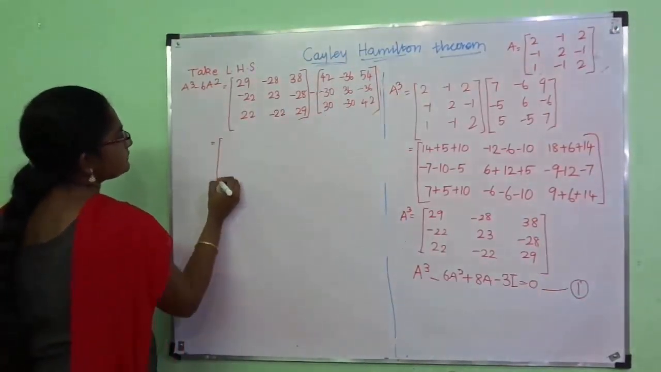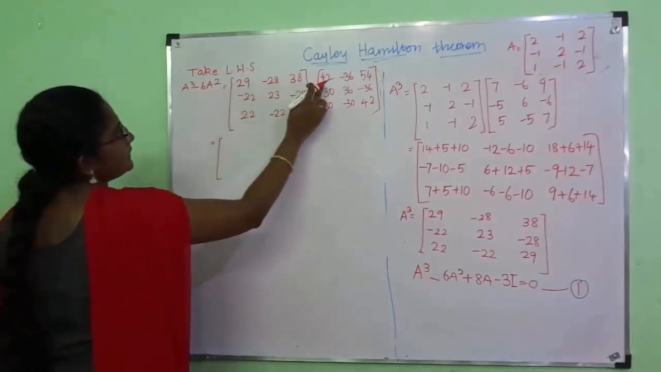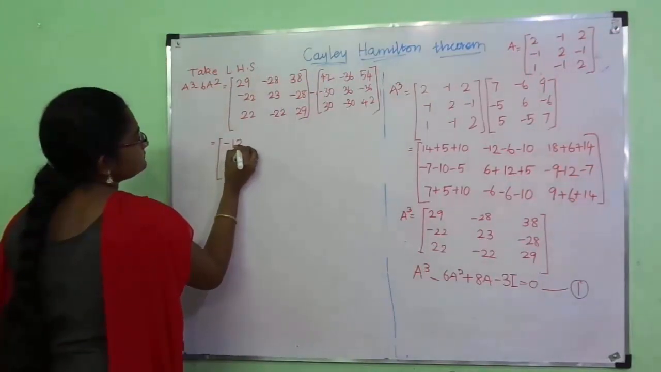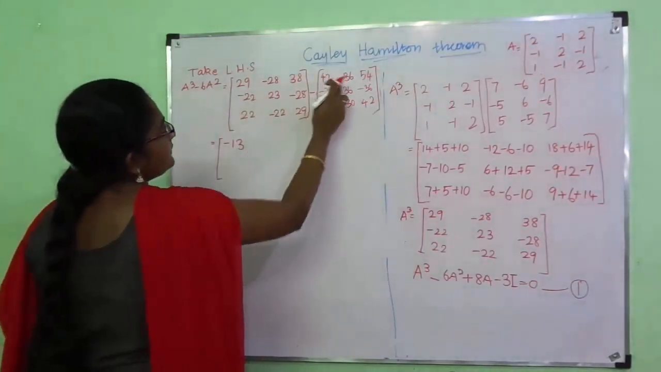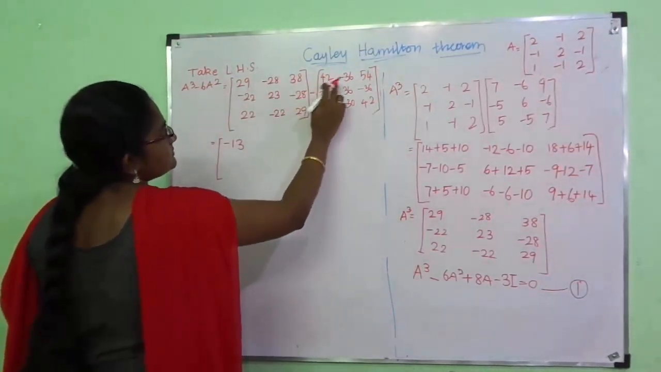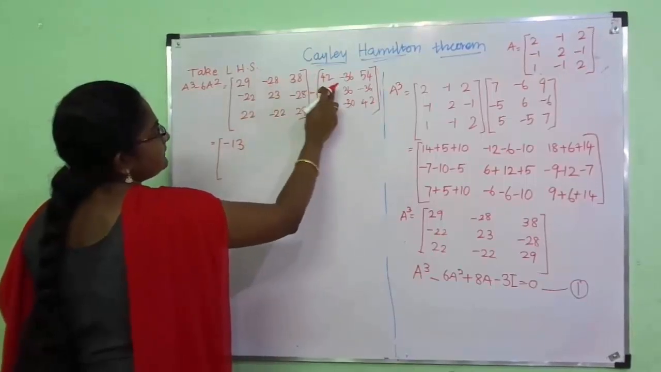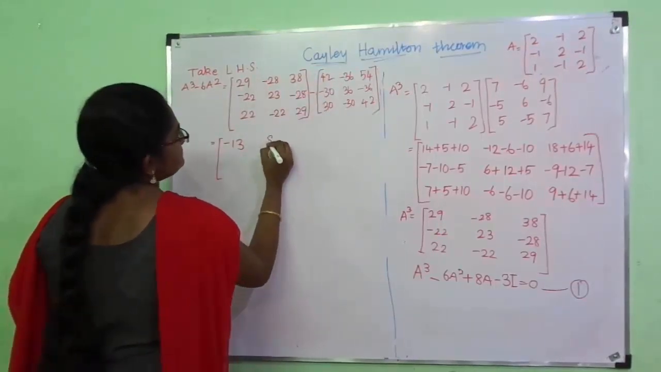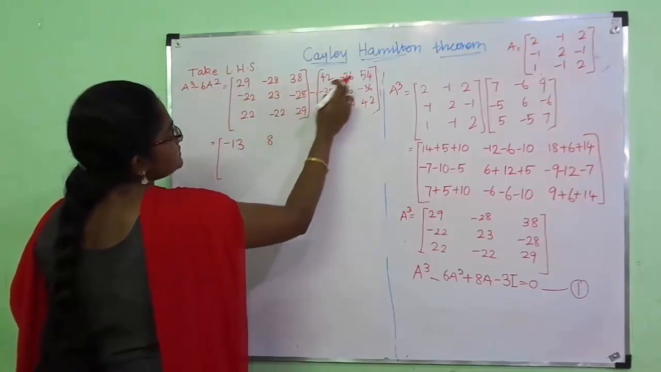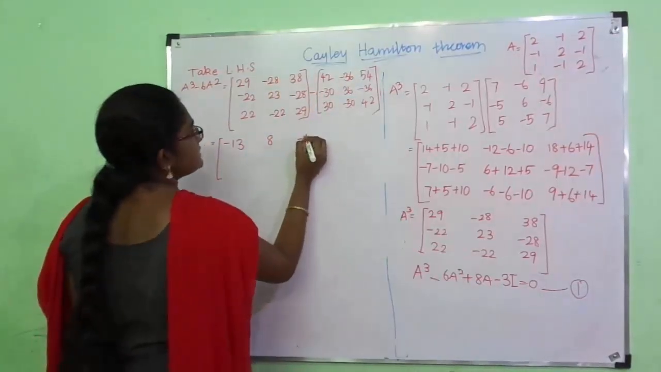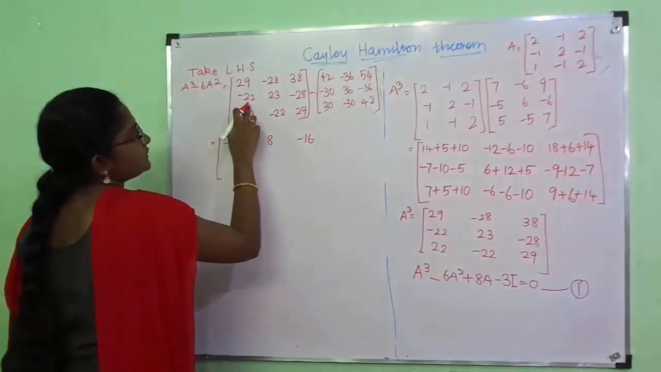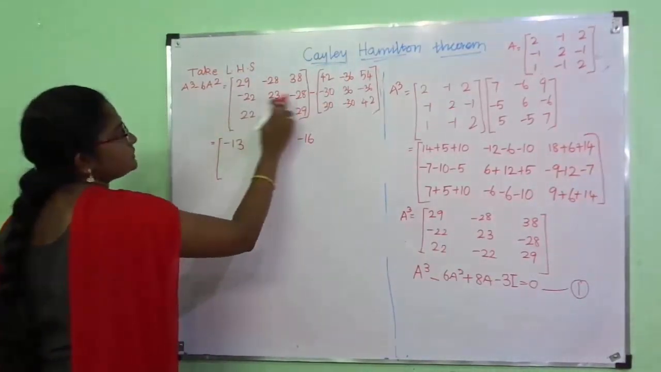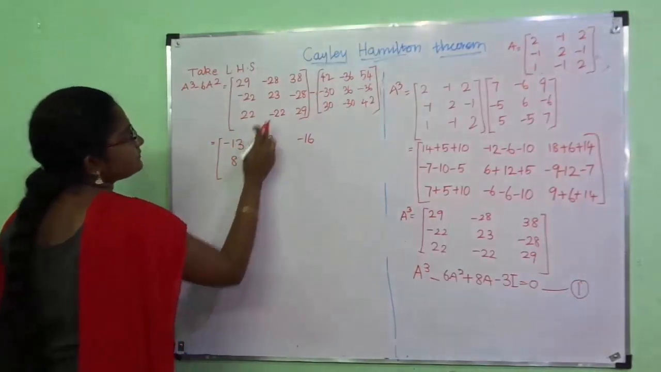You get 29 minus 42, you get minus 13. Minus 28 minus of minus 36, so this becomes plus 36. Minus 28 plus 36 you get 8. 38 minus 54 you get minus 16. Minus 22 minus of minus 30, so you get plus 30. Minus 22 plus 30 you get 8.